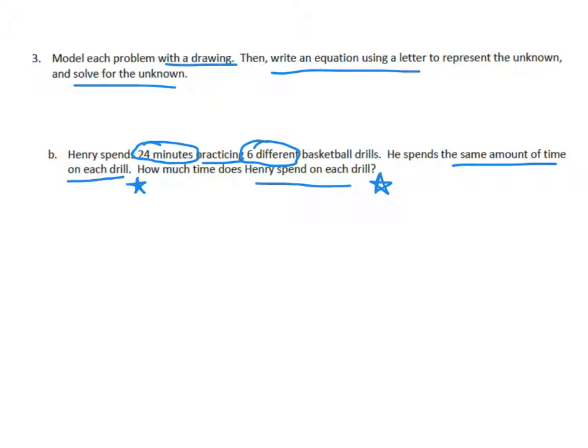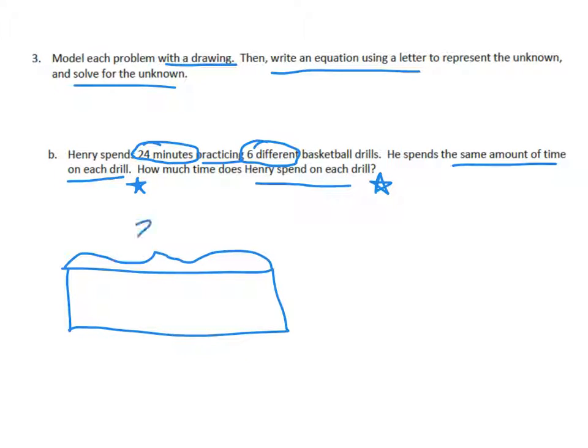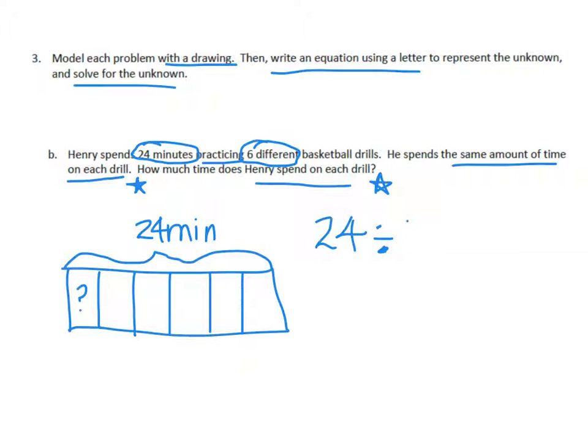So it says to model with a drawing. So I'm just going to draw a tape diagram. The first part of my problem tells me that he spends 24 minutes total. He has 6 different basketball drills. So I'm going to divide my tape diagram into 6 parts. It says that he spends the same amount of time on each drill, but we're not sure how much time that is. So the equation would be 24, that's my total, and I'm going to divide it by 6 equals, we'll say n. So go ahead and solve this one.